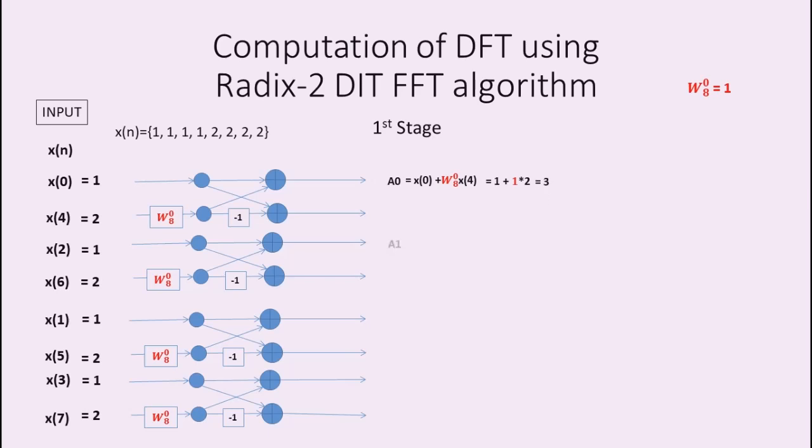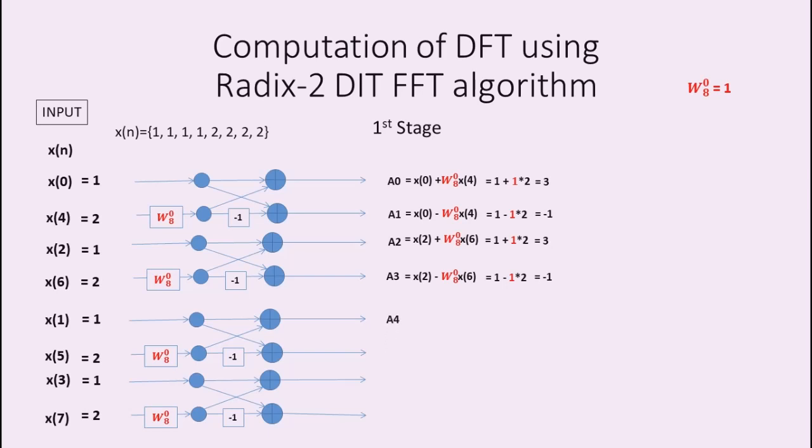Now A1 is equal to x0 minus 1 into W8 to the power 0 into x4, and that's equal to minus 1. Similarly A2 is calculated from x2 and x6, and that's equal to 3. A3 is also calculated from x2 and x6, and that's equal to minus 1.